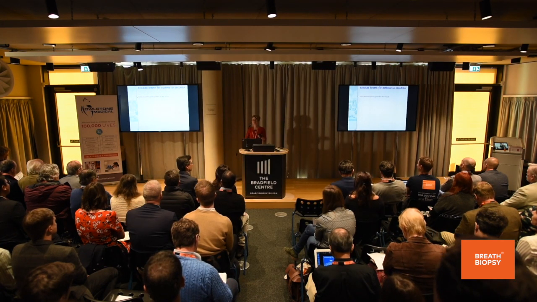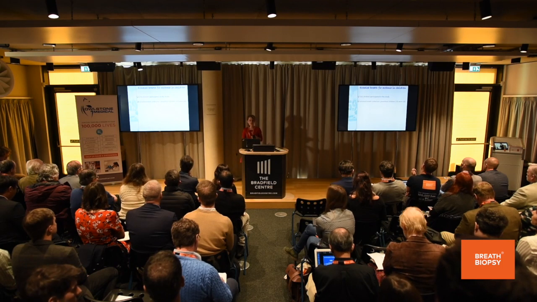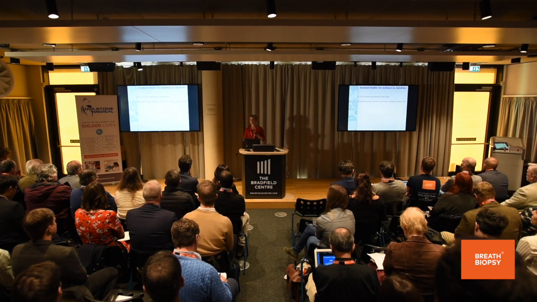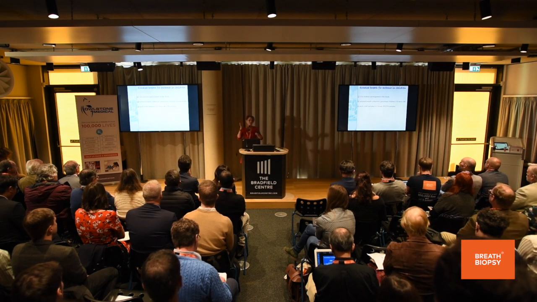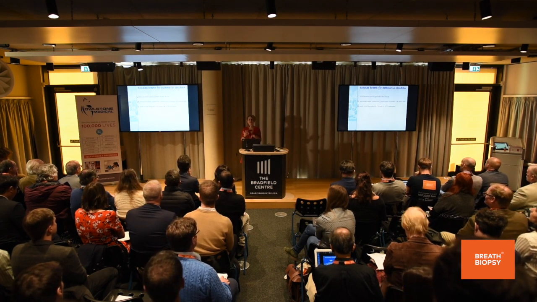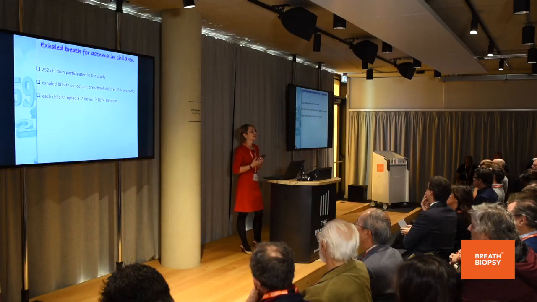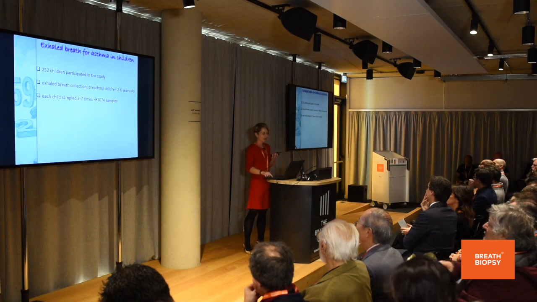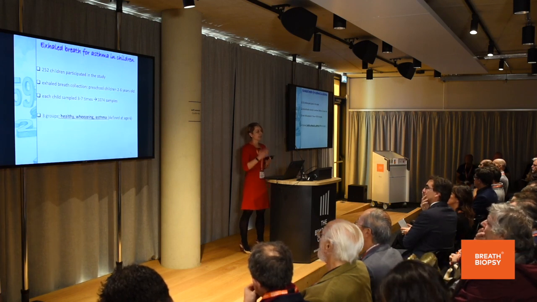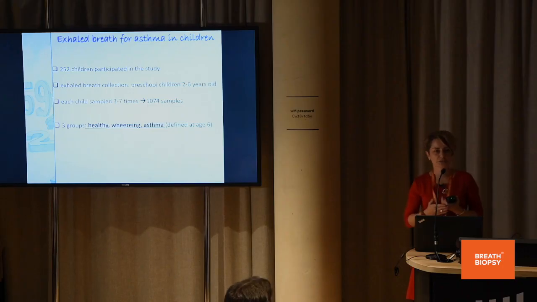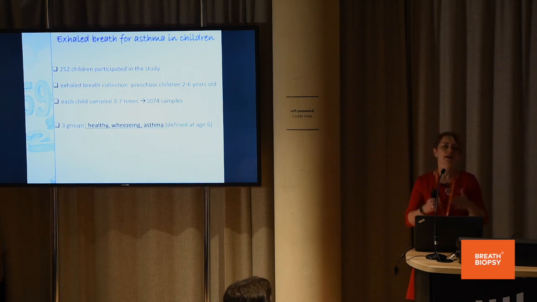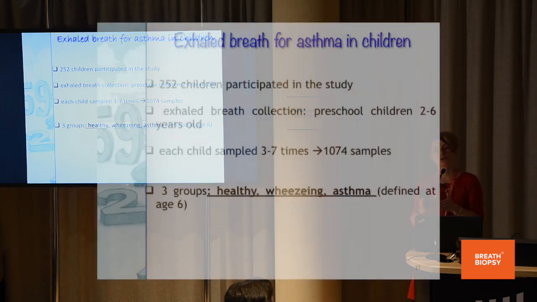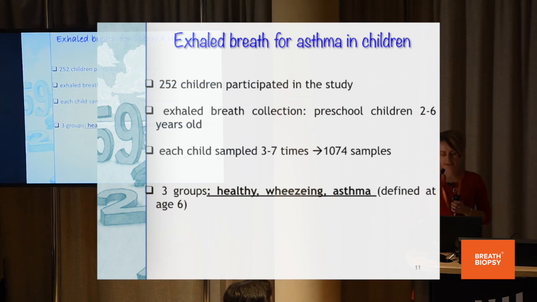We had 252 children. We collected their breath from age 2 to age 6. In general, each child delivered between 3 to 7 samples, so in total we had more than 1,000 samples. And at age 6, the real diagnosis was done. Then each child was assigned either to healthy, to the wheezing group, or asthmatic.